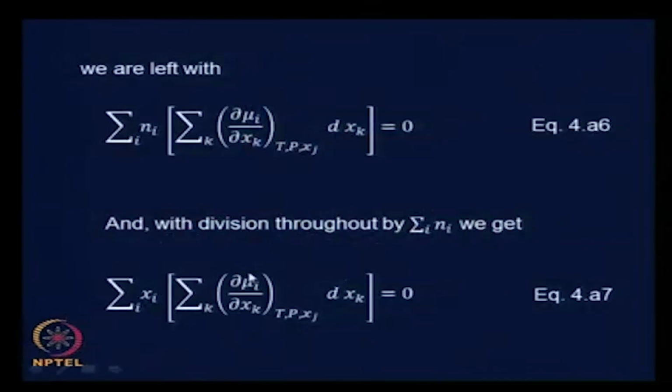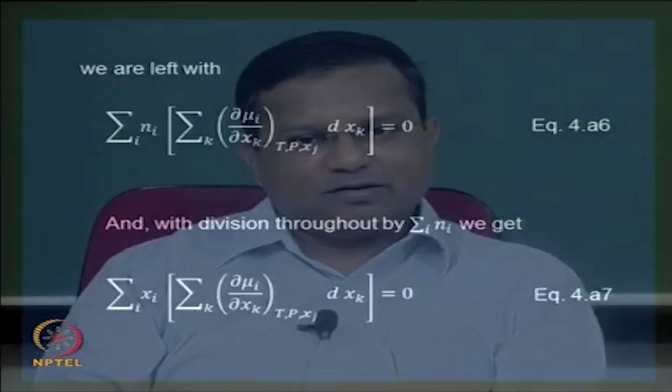What we are going to do in the next class is substitute mu i in terms of mu i hash, gamma i, xi, and so on, and see where we go. Remember, the whole idea is this is an exercise starting from the Gibbs-Duhem equation. We are going to show a specific relationship. That is why we are doing all this. Okay. See you in the next class.